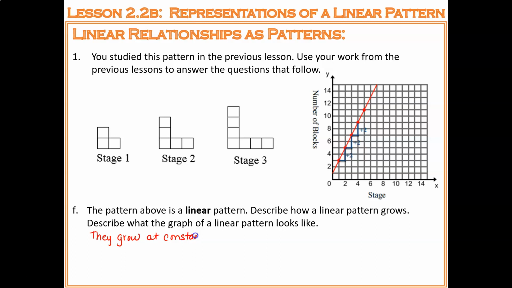And in this case, it's 2. Adding 2, the graph goes up by 2, so they grow at a constant rate. All right? So then the graph will always be a line. So the pattern is linear. It makes a line. Let's look at a different pattern here.